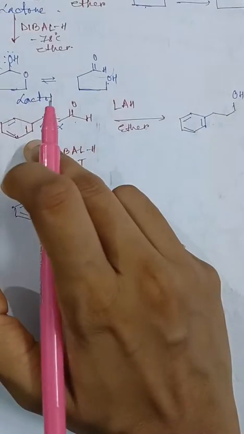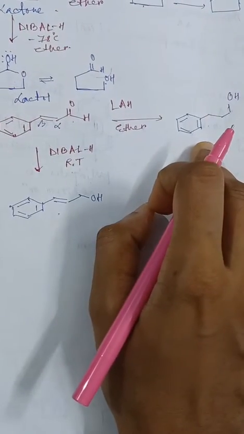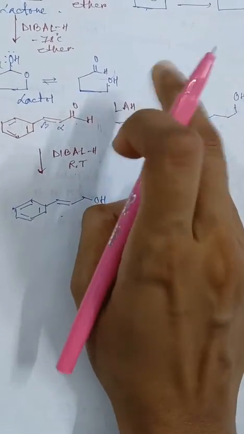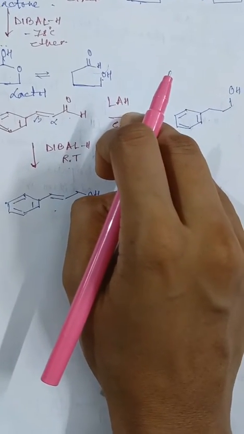So when the reactant is given and the product is given, you have to identify the reagent. Then be careful, and I'll later upload a detailed video on this separate reagent.